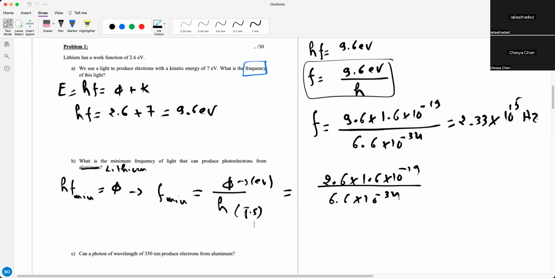2.6 divided by 6.6, 10 to the 34, and then it's 1.3, 15. So this is, no, this is 2.6 multiplied by 1.6, 10 to the minus 19.